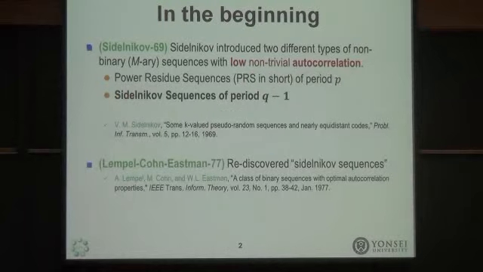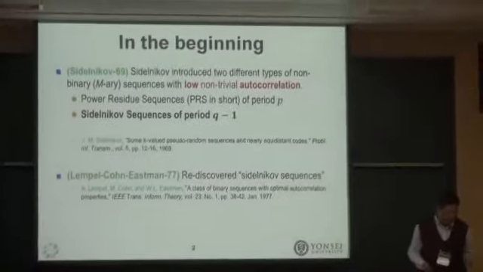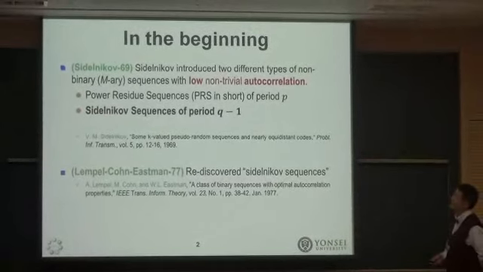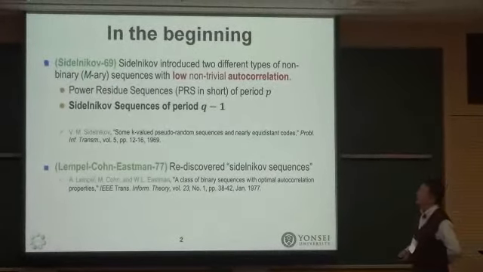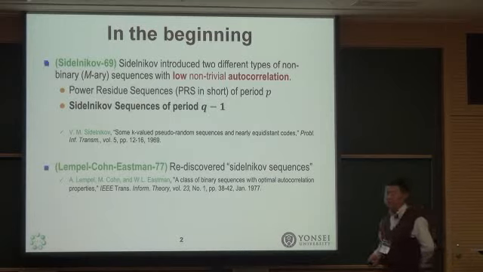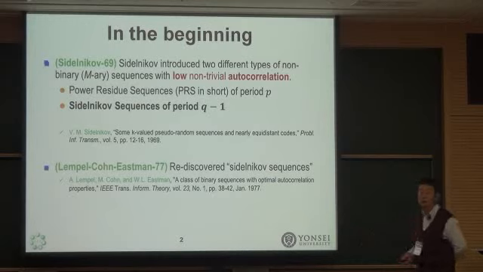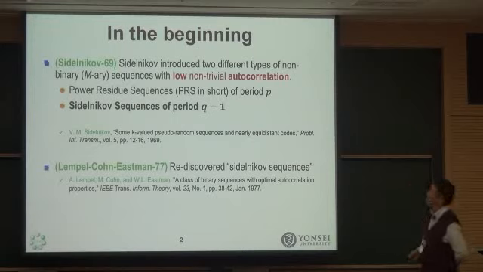So in the beginning there is a Sidelnikov sequence. In a Russian paper, 1969, he introduced two different types of non-binary, possibly binary, sequences with low non-trivial autocorrelation value, meaning the out-of-phase autocorrelation is very low, so it's quite favorable for application to various communications engineering and a lot of other designs.